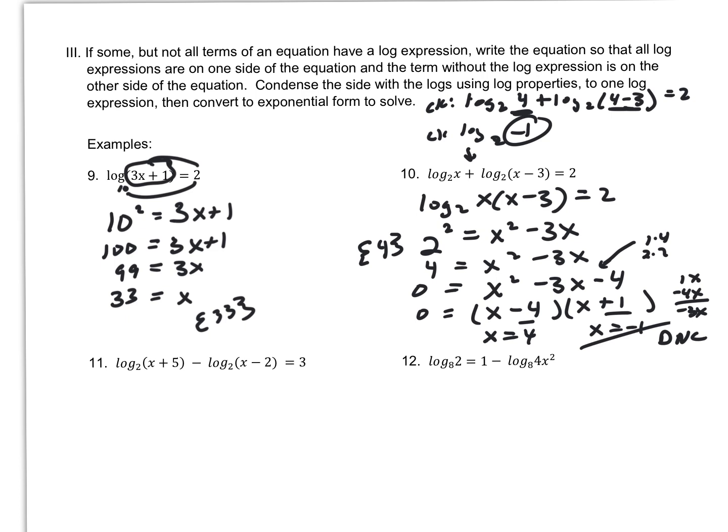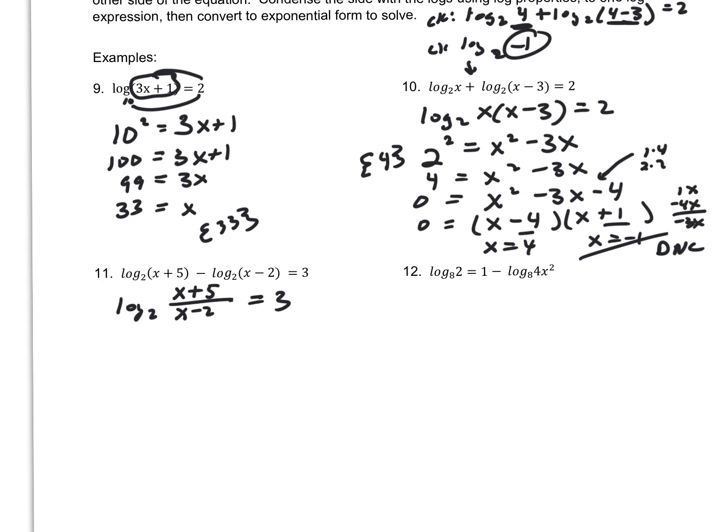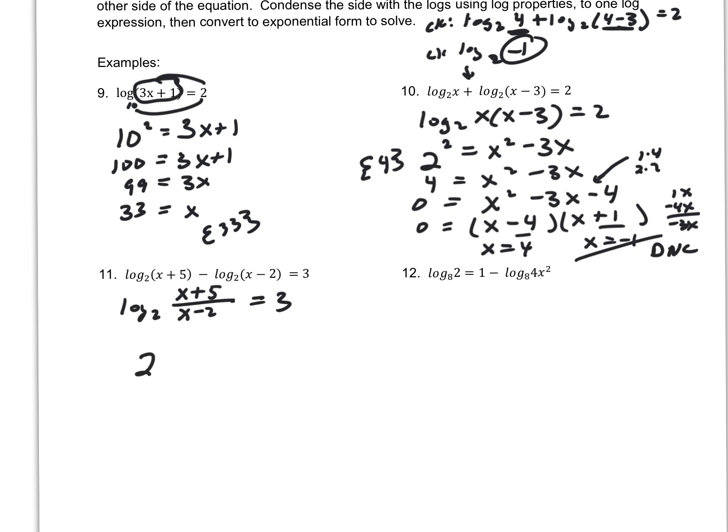Okay, number 11, again, I got all the logs on one side. So log base 2, what does subtraction lead us to? Division, x plus 5 over x minus 2 equals 3. This is why we had to do rationals 2 units ago, before we could do our logs, because that's a rational equation. So now I'm going to rewrite in exponential form. 2 to the third equals x plus 5 over x minus 2. If you would rather write x plus 5 over x minus 2 equals 2 to the third, that's perfectly fine also, if you like your x's on one side. So 2 to the third is 8, so I'll take care of my exponents.